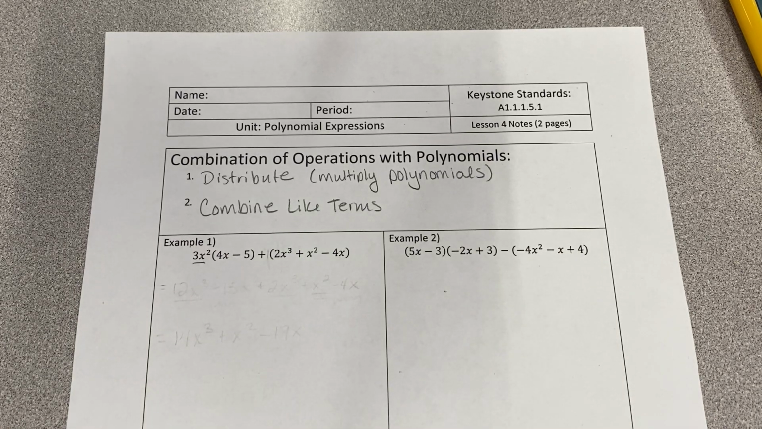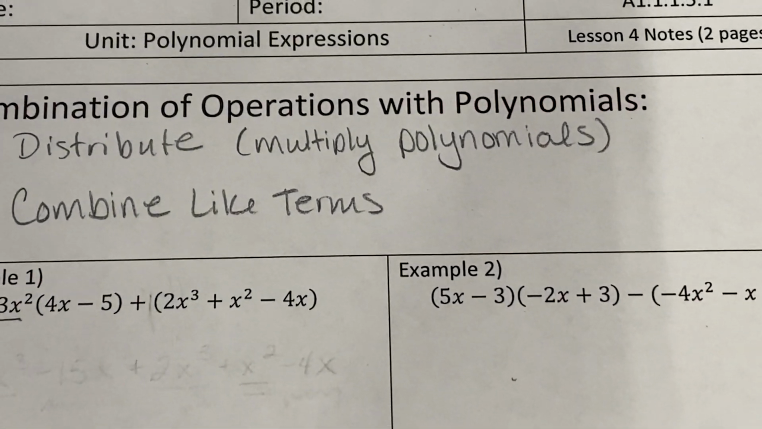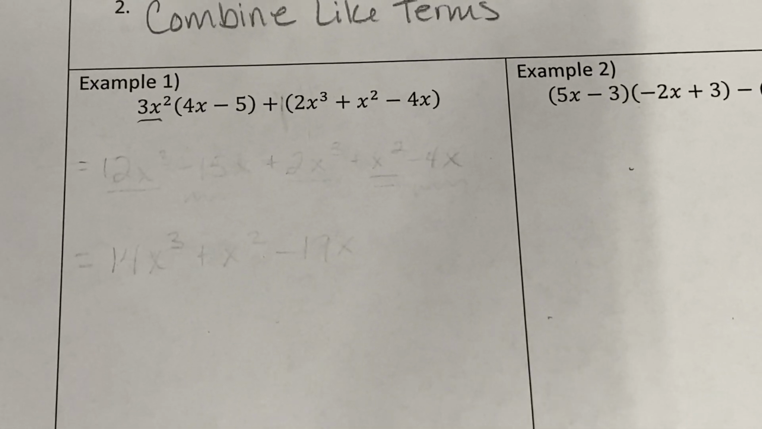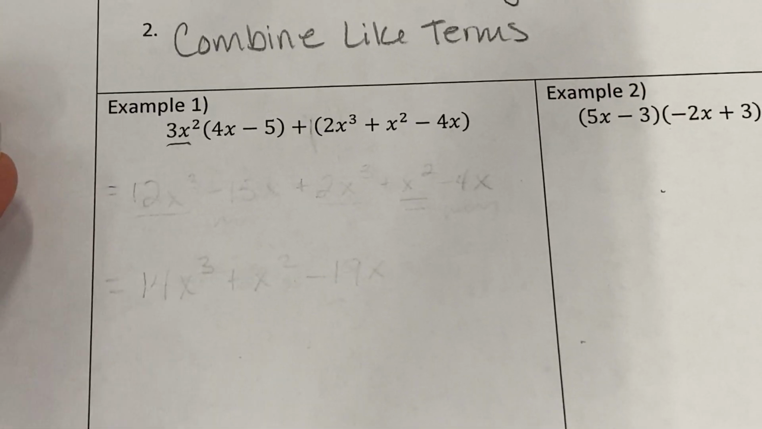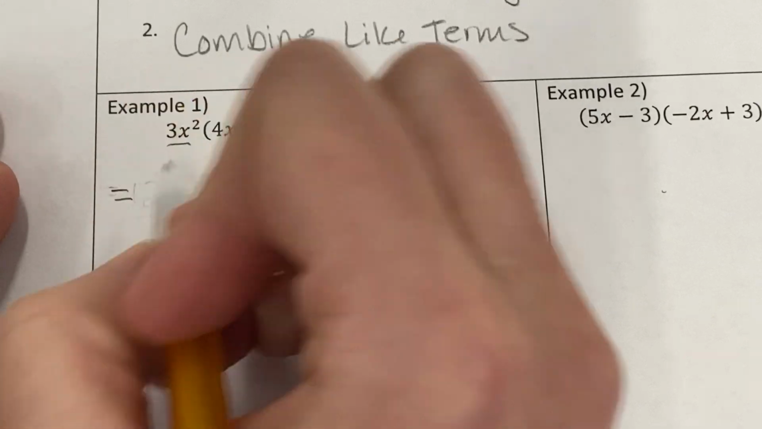Okay, so just a reminder, when you're multiplying terms, you multiply the coefficients and you add the exponents. When you combine like terms, so when you're adding or subtracting terms, then you add or subtract the coefficients, but you don't change anything at all with the variables. So let's take a look at this first example, and if I make a mistake here, we'll talk about it and fix it.